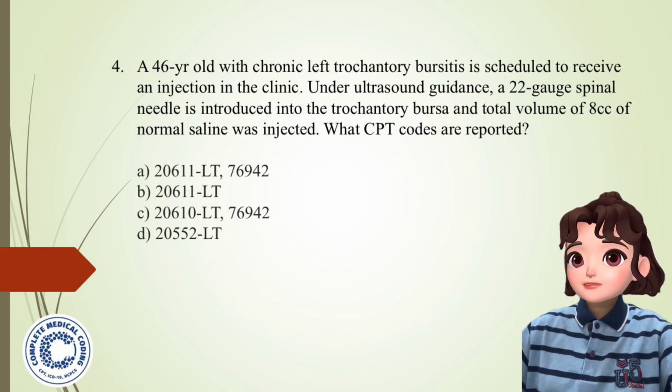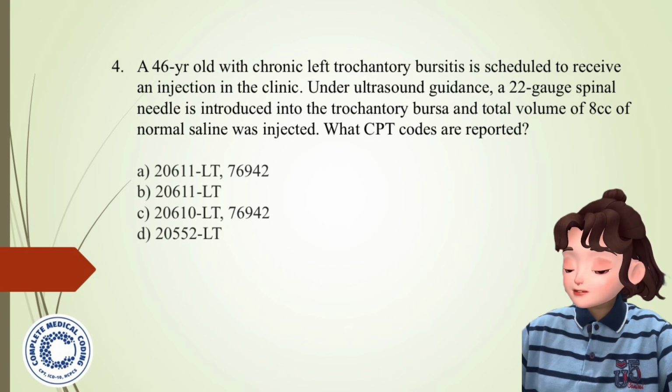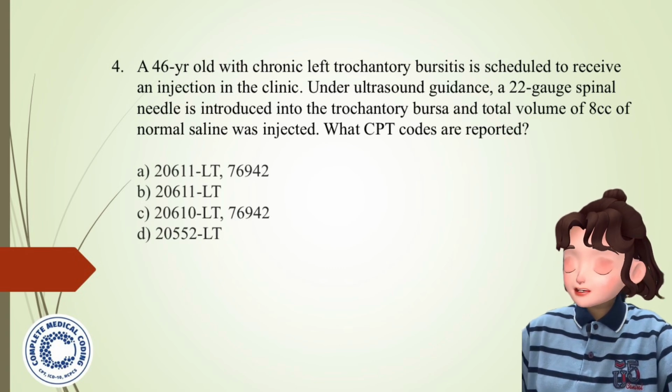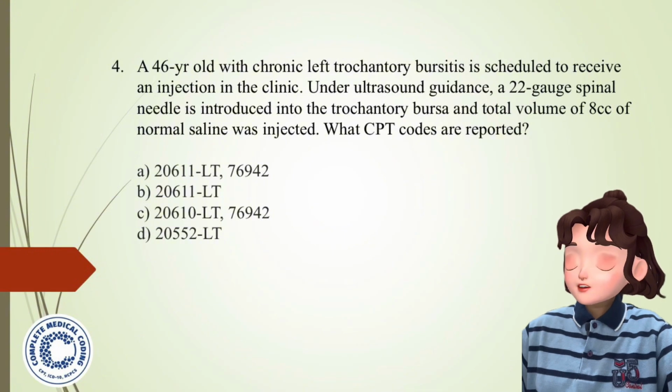Okay, so here the procedure is, what is the procedure? Injection. Yeah, injection into the left trochanteric bursa with ultrasound guidance. So let's move to the options. We have only three, 20611, 20610, 20552, and then 76942 for the ultrasound guidance. Let's look into those codes. What is 20611?